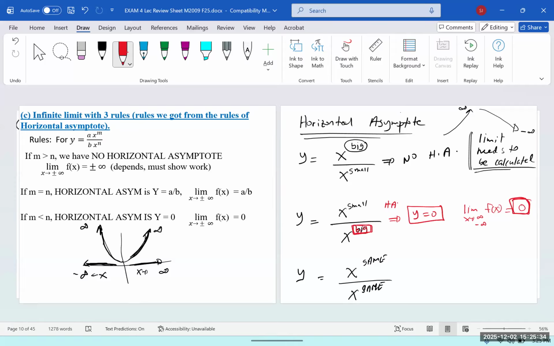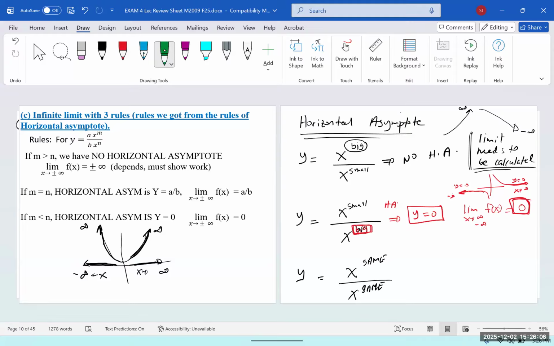For example, say you have a graph like this. This is what it means. When x goes to negative infinity, your y value is going to 0. And when x goes to positive infinity, your y value is going to 0. So y is 0 on the left and on the right, so your limit is also 0.